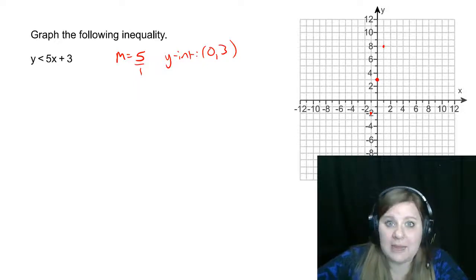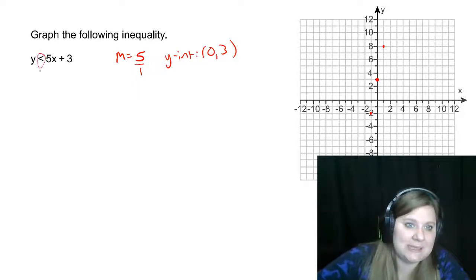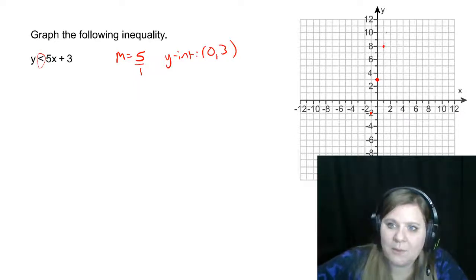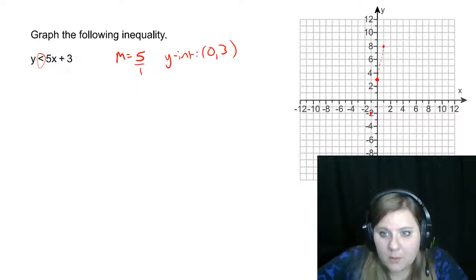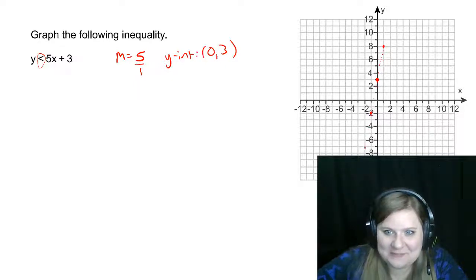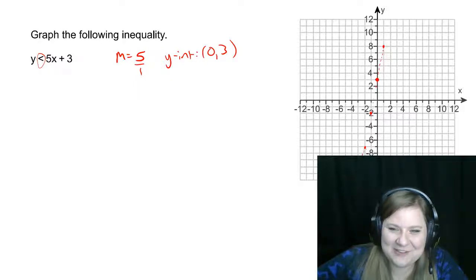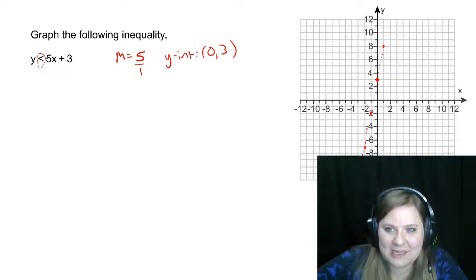Okay. In either case, we look at this and say, okay, it says less than. So I'm going to connect with a dotted line, or a dashed line, which is particularly difficult to do when you don't have a ruler. So having a straight edge of some sort will be very helpful for this section.